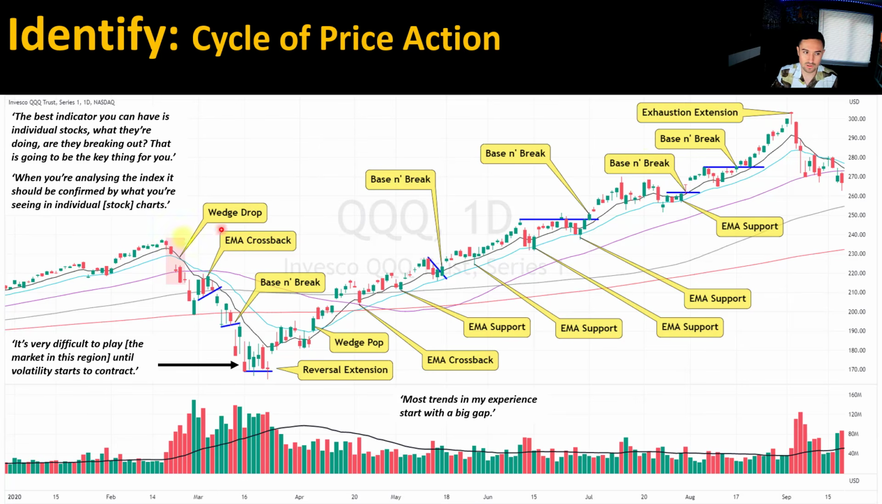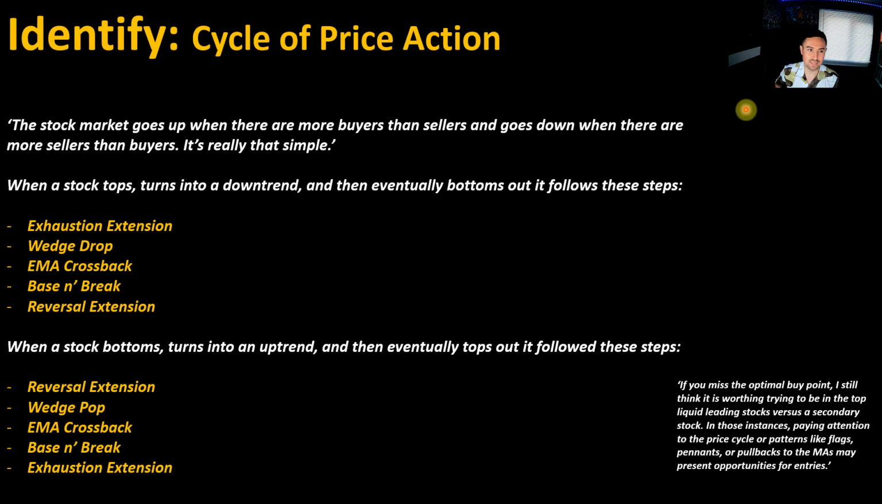But here you can start to see how Oliver's contextual framework applies to the market, and then to individual stocks. You get wedge drops, EMA crossbacks. We're going to do all the definitions in a couple of slides' time. We've got definitions for each part here: basin breaks, reversal extension, wedge pop, EMA crossback, EMA support, basin breaks to the upside, exhaustion extensions. It's all going to start making sense. Let's now start breaking it down.